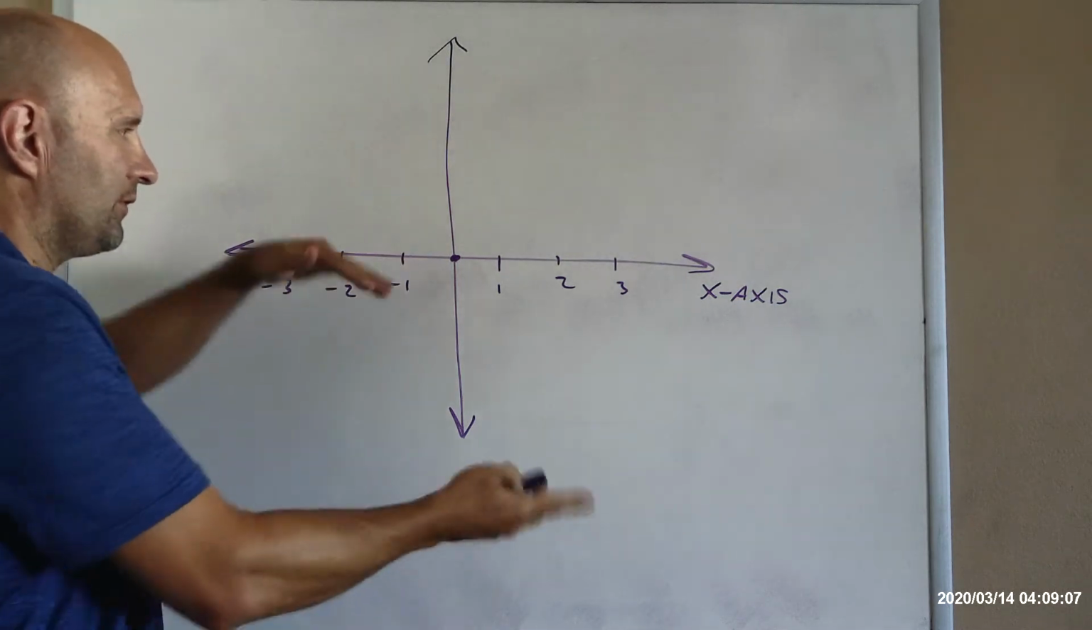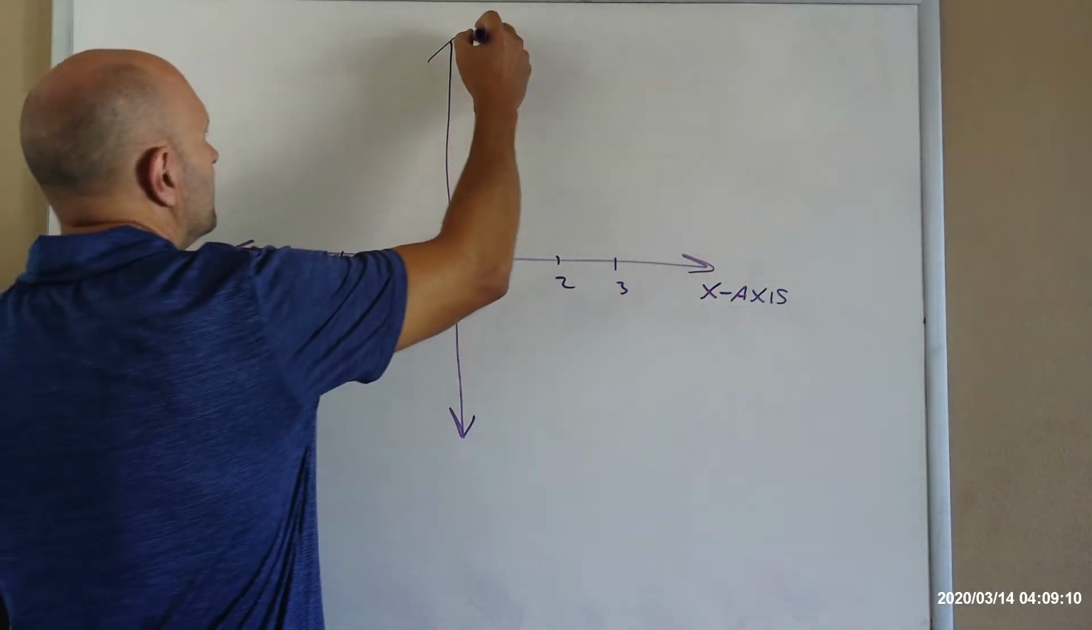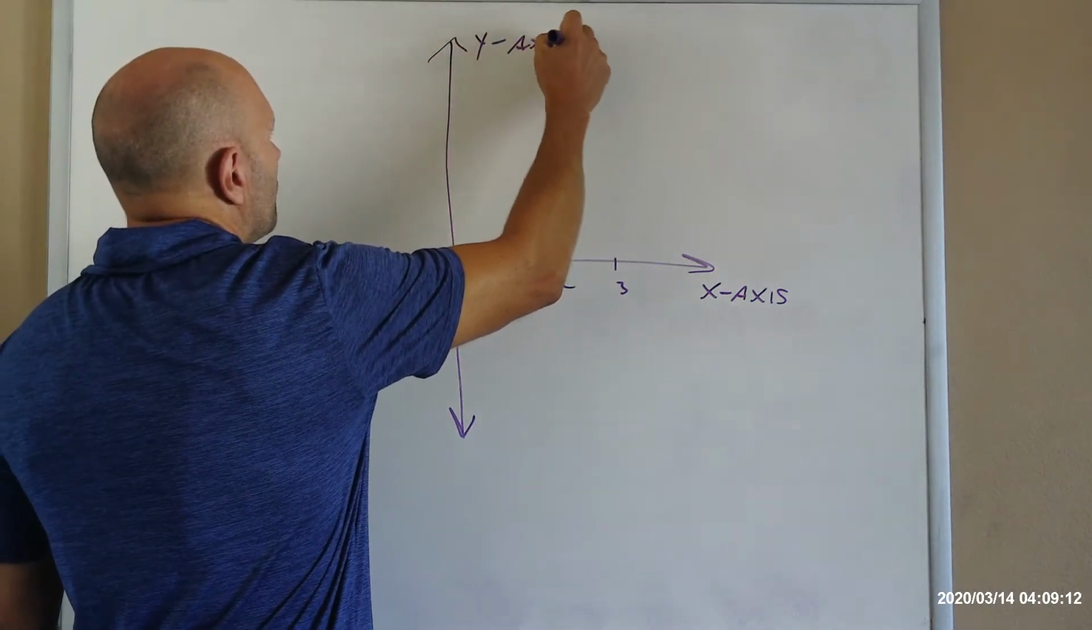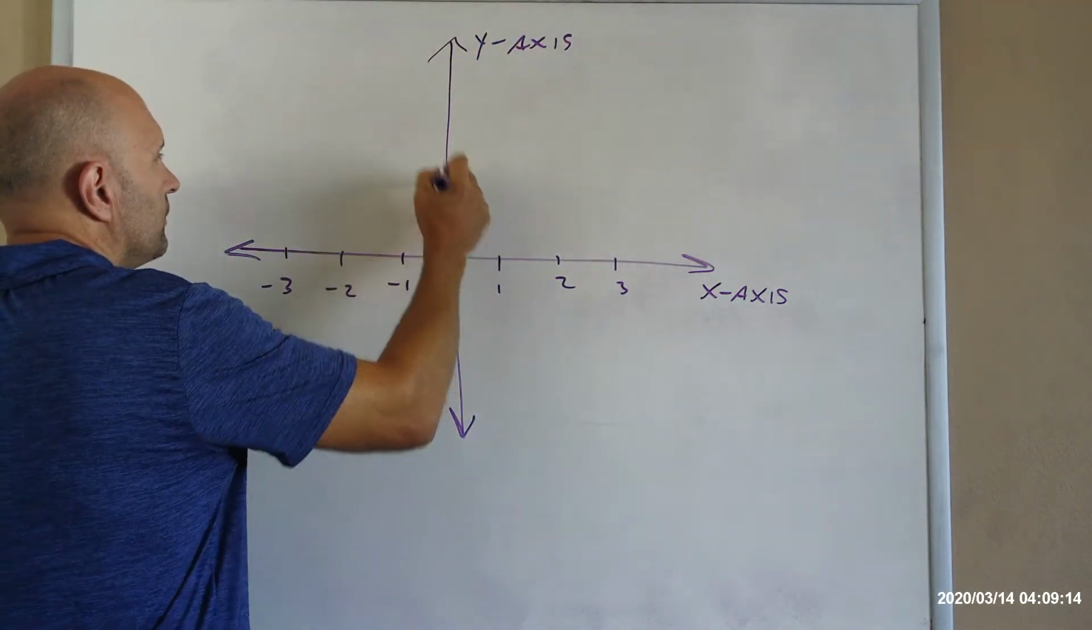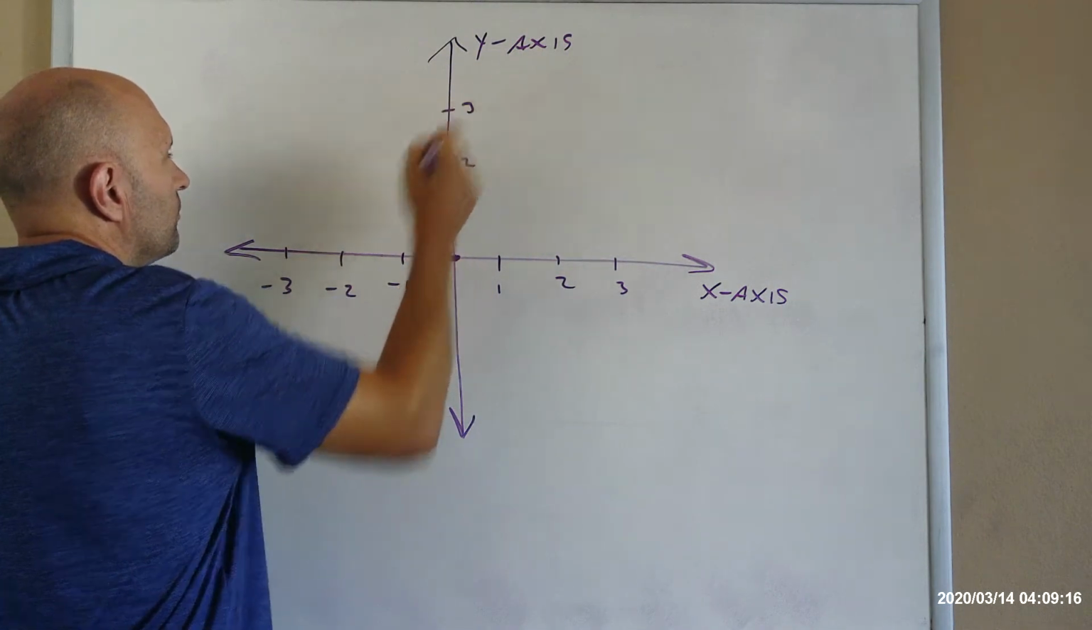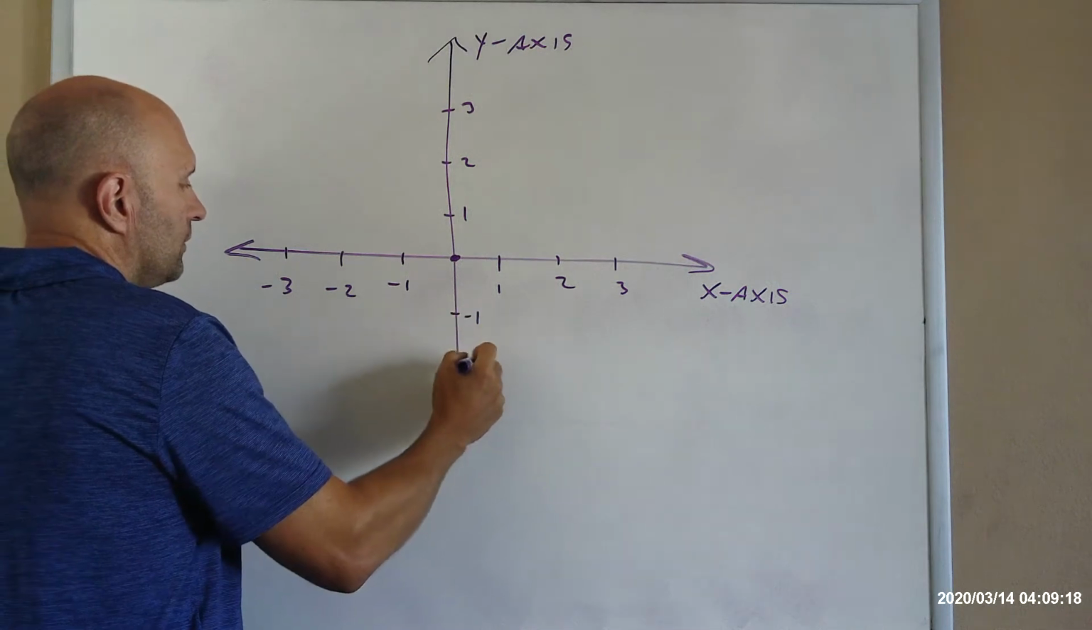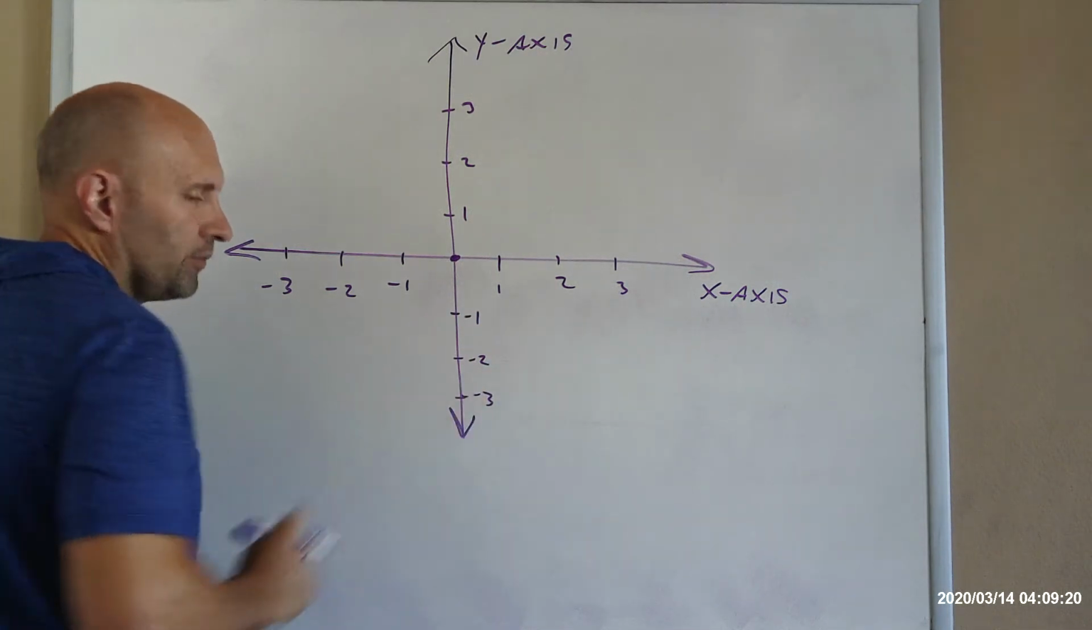The y-axis is similar, we just rotate it 90 degrees. So the y-axis is the vertical. And as we go up, the numbers are positive. As we go down, the numbers are negative.